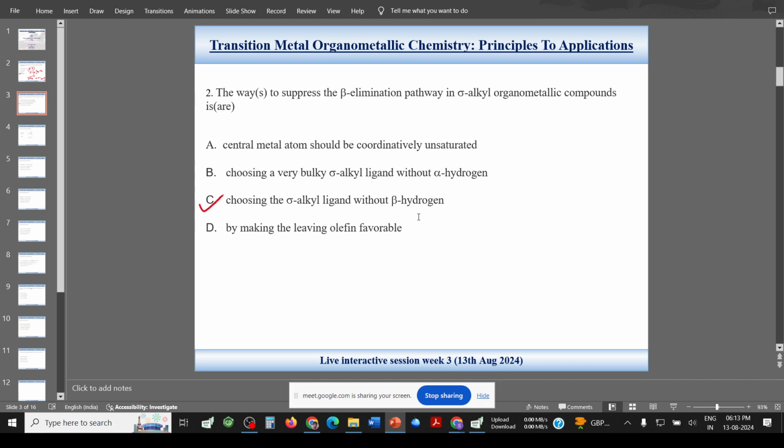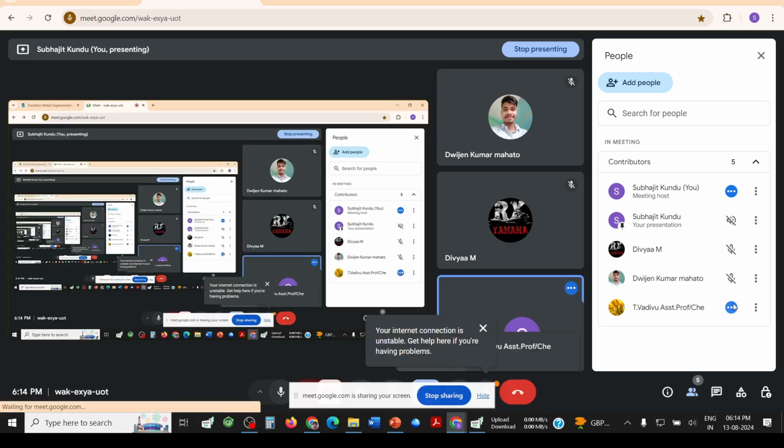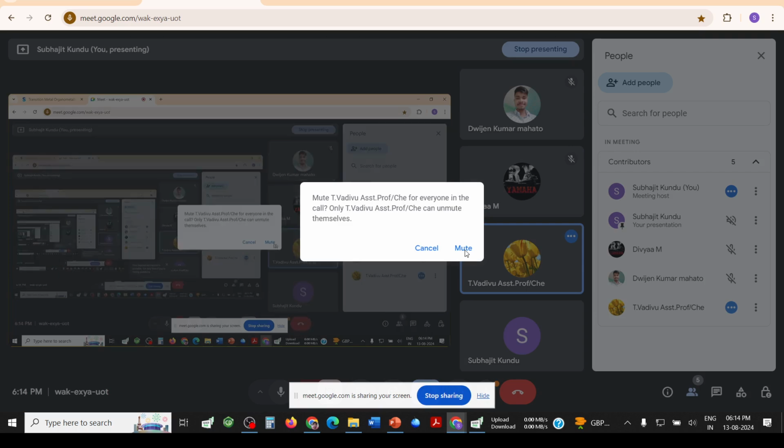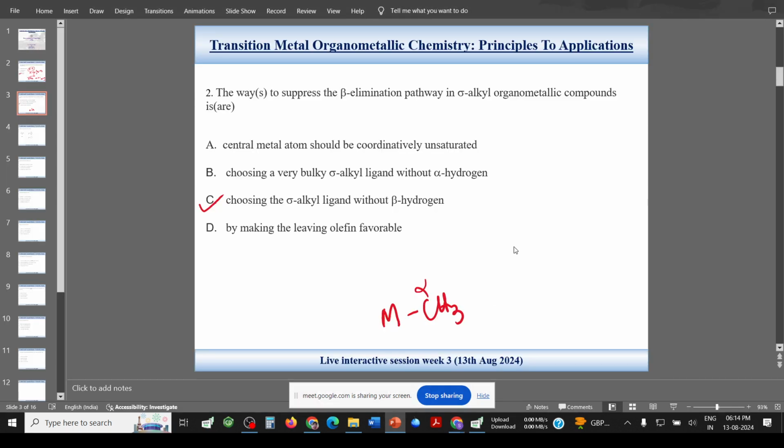For example, if we have metal CH3, that is an organomethyl complex, that is also a sigma alkyl complex, we have only alpha hydrogen, there is no beta hydrogen. So we can easily say that complexes without beta hydrogen are generally stable.